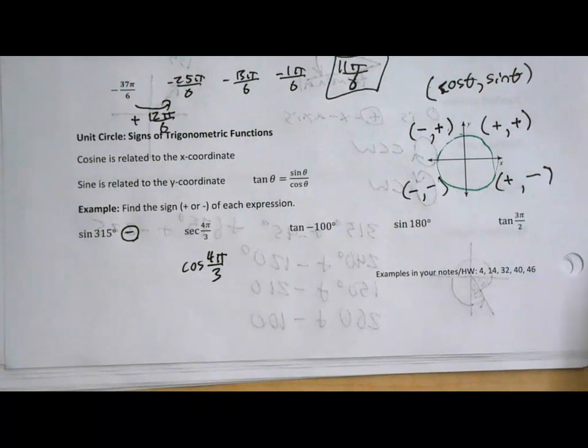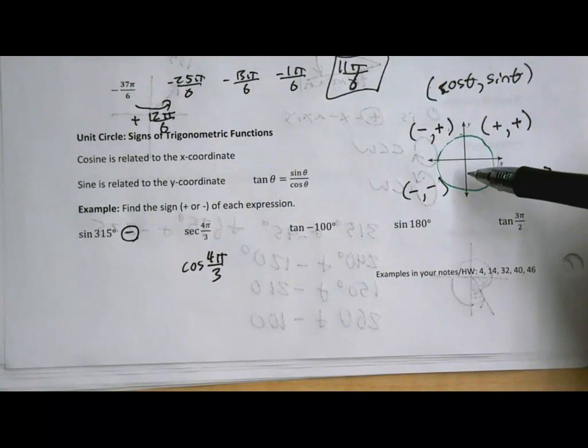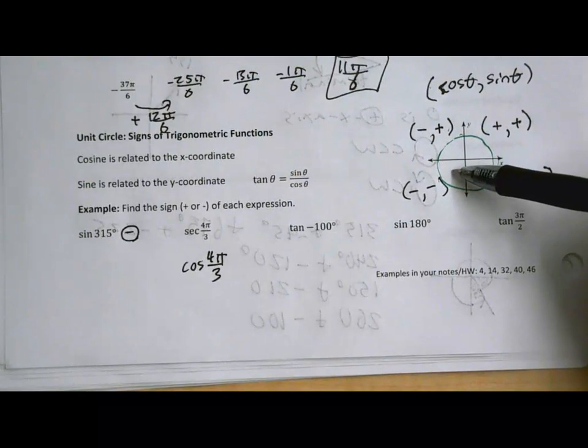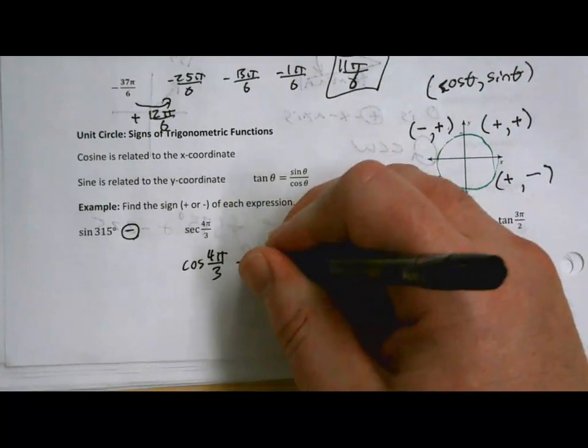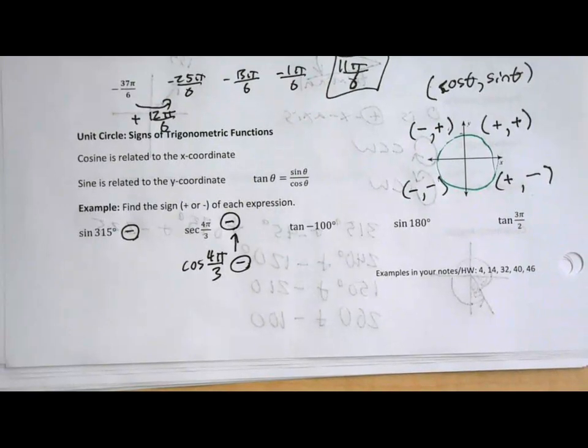So think about where 4 pi over 3 would be. 1 pi over 3 is equal to how many degrees? We need to start getting pretty good at these. Pi over 3 is 60, so 4 pi over 3 would be 4 times 60, or 240, which would be in this quadrant. Is cosine positive or negative in this quadrant? Cosine is negative, so that means that secant must also be negative in that quadrant.